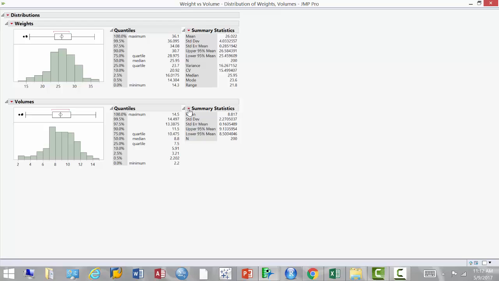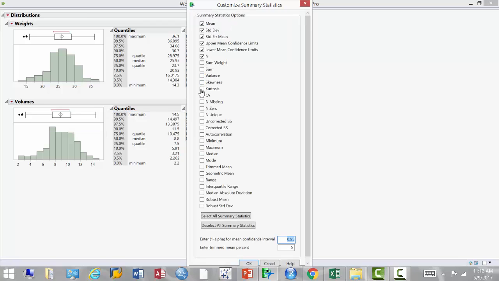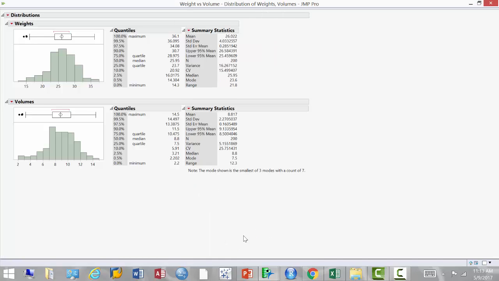Let's do the same thing for the volumes distribution. So customize summary statistics, and I'm going to do the same thing, right? I'm going to add variance, coefficient of variability, then mean is there, median, mode, and range, right? That's what we did for the first distribution. And I click OK. So it's very easy, straightforward to get your basic statistics, right? Even if you see something missing, there is a comprehensive list. You can get anything you want.